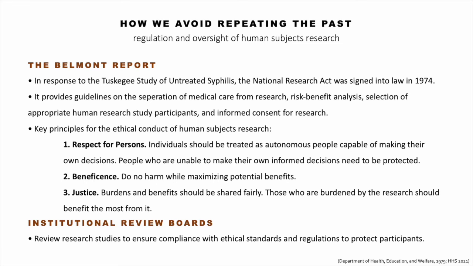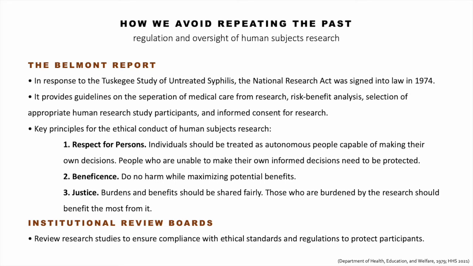Respect for persons, meaning individuals should be treated as autonomous people capable of making their own decisions, and if they aren't able to make their own decisions, they need to be protected. Beneficence, meaning we must do no harm while maximizing potential benefits. And justice, meaning the burdens and benefits should be shared fairly. Those who are burdened by the research should benefit the most from it. That's just a brief summary, but I'm putting the Belmont Report on Blackboard as a reading under this lecture.